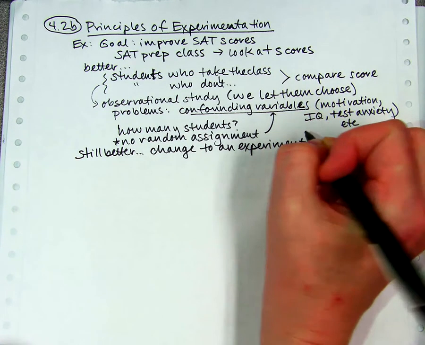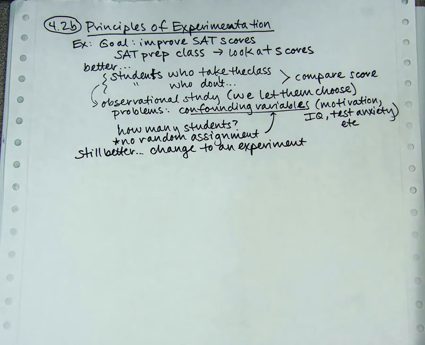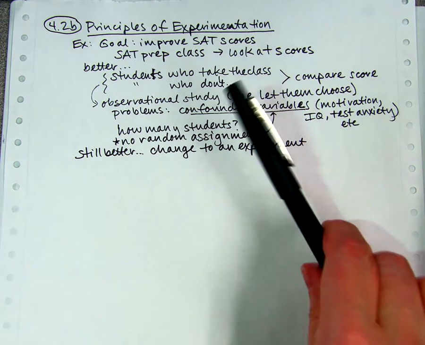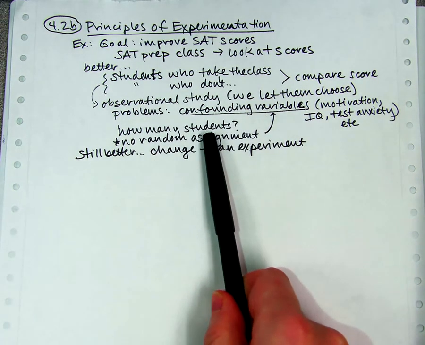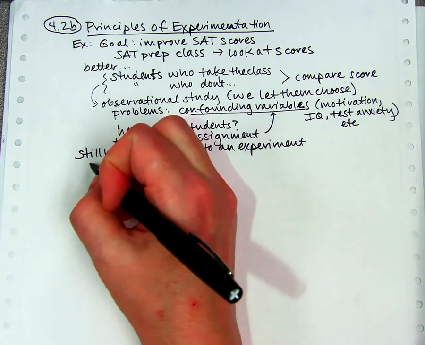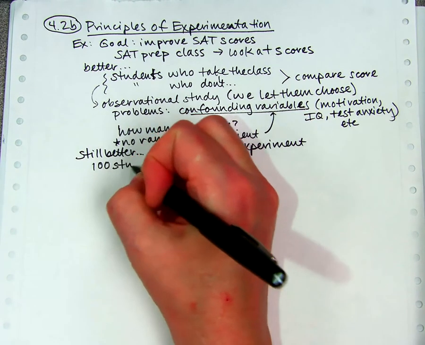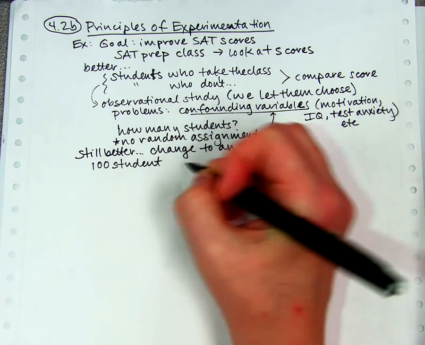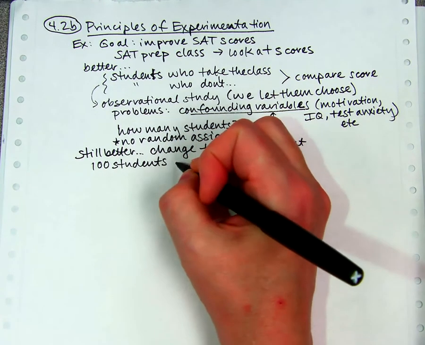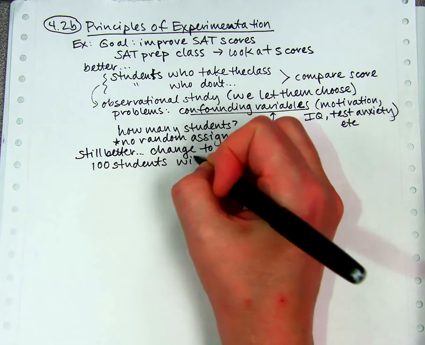An experiment will always give you better results than an observational study because you're causing something to happen. And so I would want to find not just one or two, but lots of students. So let's say I go out recruiting and I find 100 students who are willing to participate. It's very common with experiments to use volunteers, and it is okay to use volunteers. Maybe you could guess why.